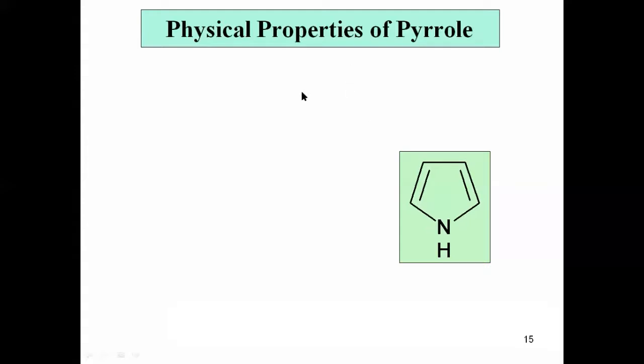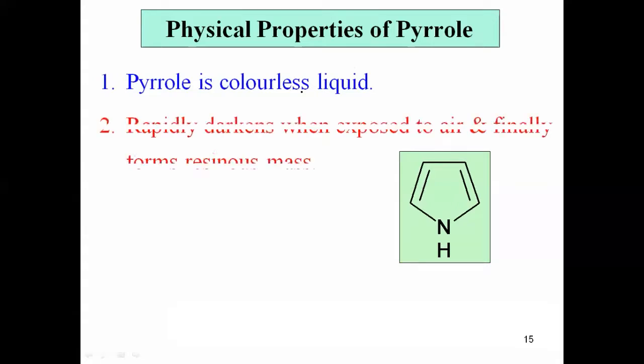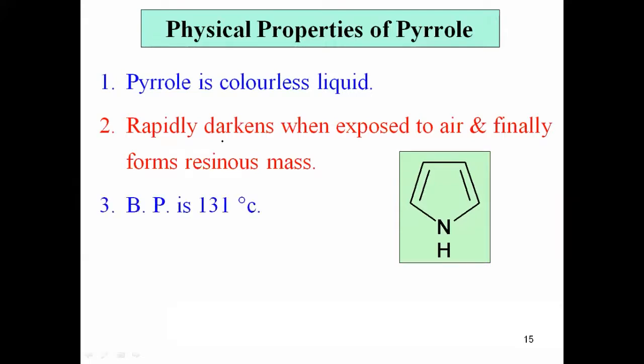In short, we will look at some physical properties of this compound, and then we will go towards the next point. First one is pyrrole is a colorless liquid. Actually this is a colorless liquid compound, but when it is exposed to the air, it darkens and finally forms a resinous mass. Its boiling point is 131 degrees Celsius, and it is sparingly soluble in water. Sparingly means very, very less soluble in water.